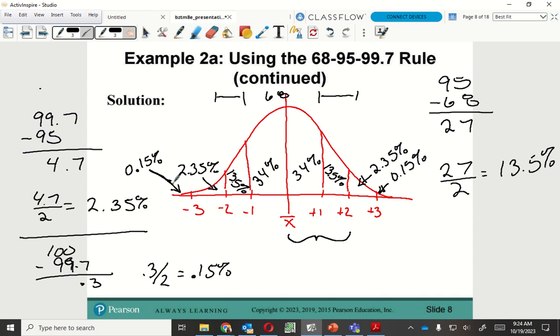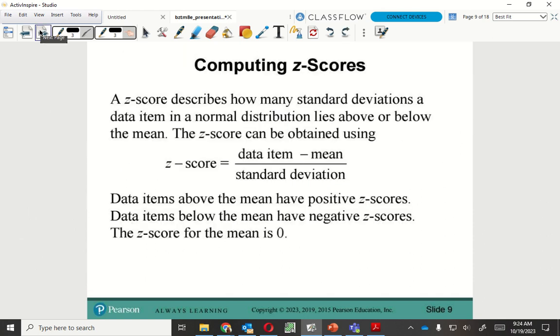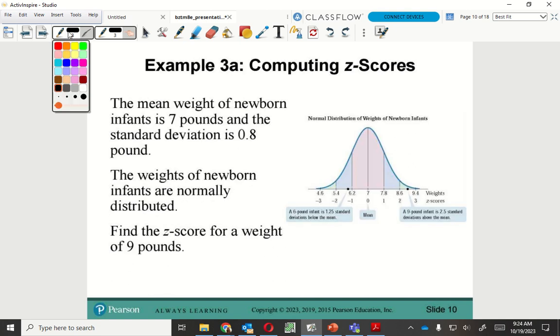It's all right, though. All right, now that we got all this, we're going to do some z-scores. This is actually super easy. It's basic math. Computing and finding z-scores sucks, but what we're going to do with it right now is just finding a z-score. Data item minus the mean divided by standard deviation. It sounds crazy, right?